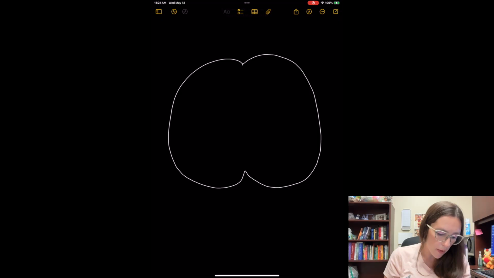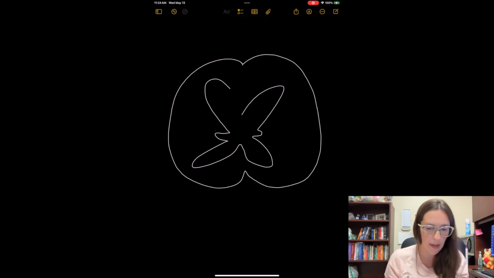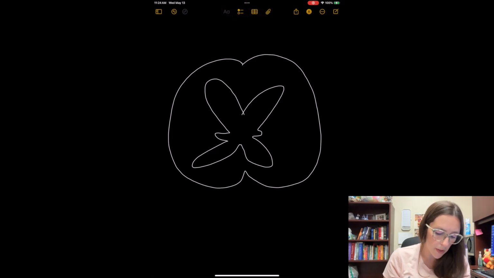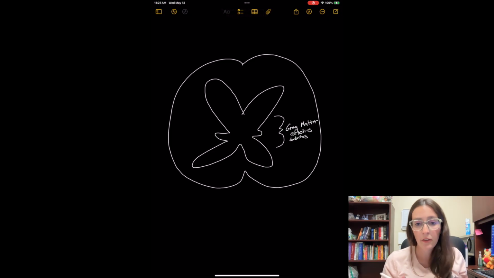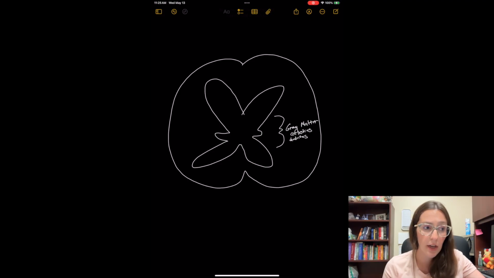I want to start with the middle here. So we have this little butterfly. Forgive me for my lack of symmetry, okay? This middle region is our gray matter, right? So remember, gray matter is normally things like cell bodies and even dendrites that are not going to have myelin on them, okay? So these are processing areas where they receive information and decide if they need to send an action potential out.